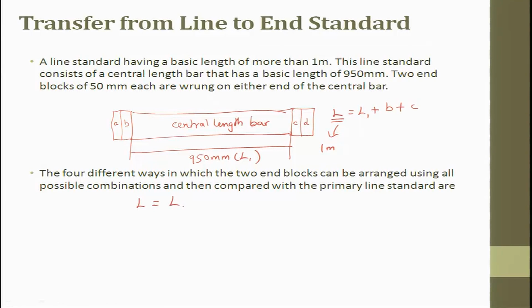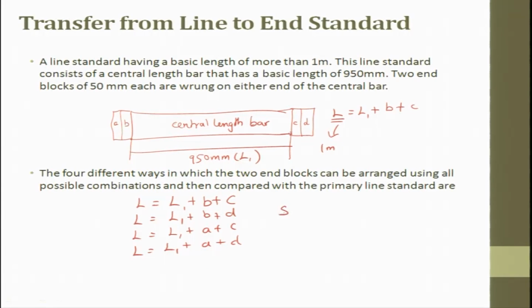L can be written as L1 plus B plus C, then L1 plus B plus D, then L1 plus A plus C, and L1 plus A plus D. There are 4 different ways you can do it. Here 2 blocks are used: B C, A C, A D, B D. So there are 4 different ways.